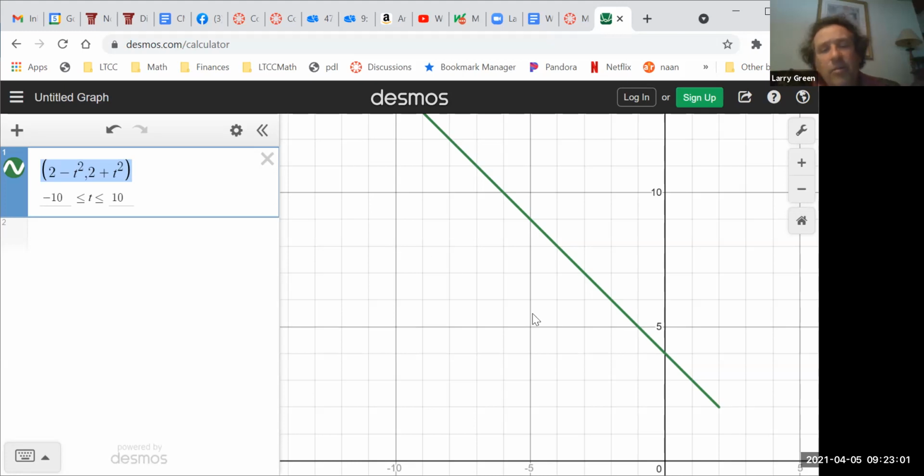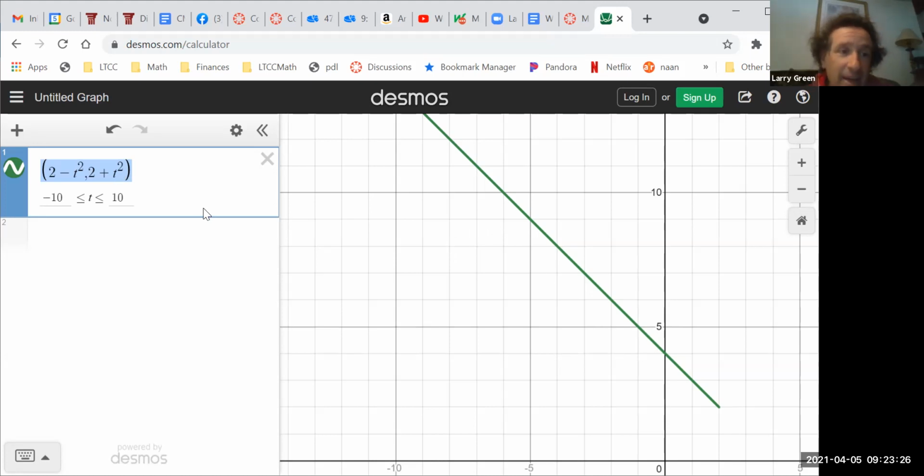So parametric equations give deeper information than just the graph. You can actually visualize how the particle is moving, which is very important in many applications. Not just whether you got a speeding ticket, by the way, but there's lots and lots of applications. Any questions on that?